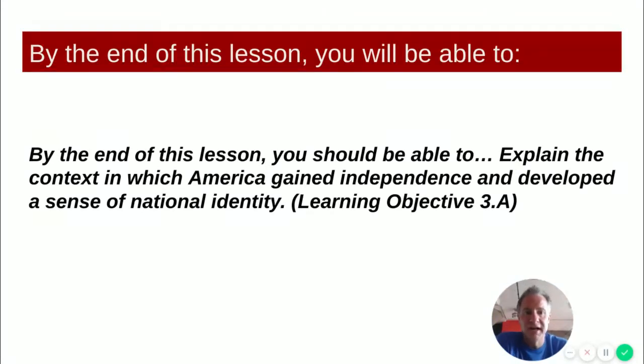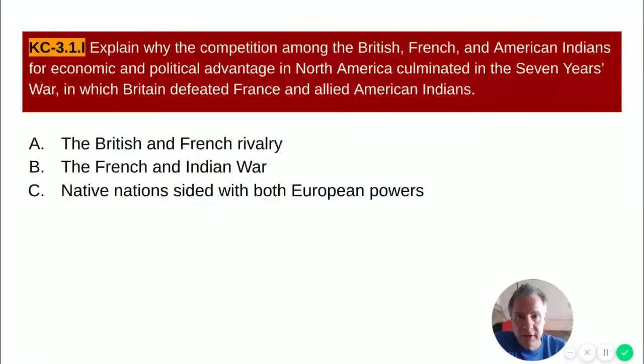We're going to look at our objective, which says that you shall be able to explain the context in which America gained independence, 1, and 2, developed a sense of national identity. So those are the two themes that will be woven in and out of period 3.